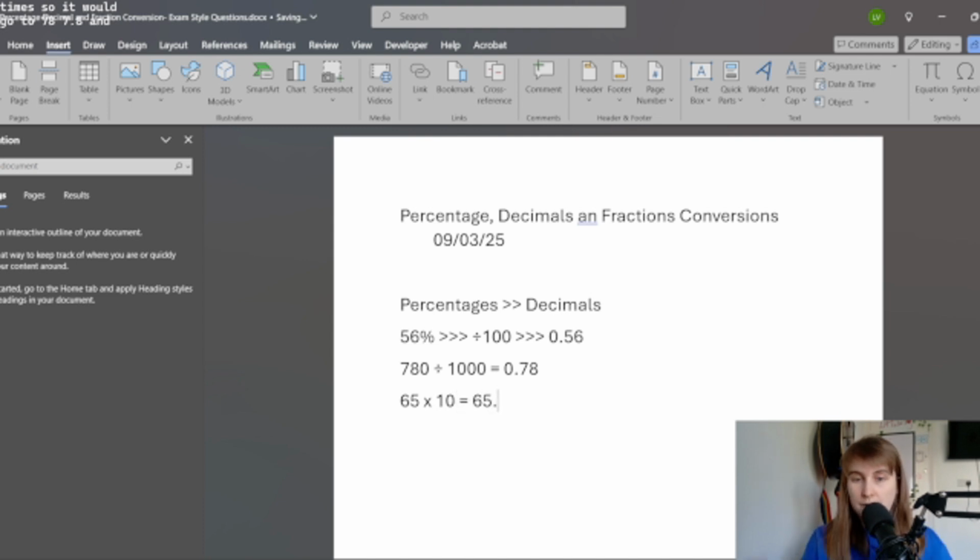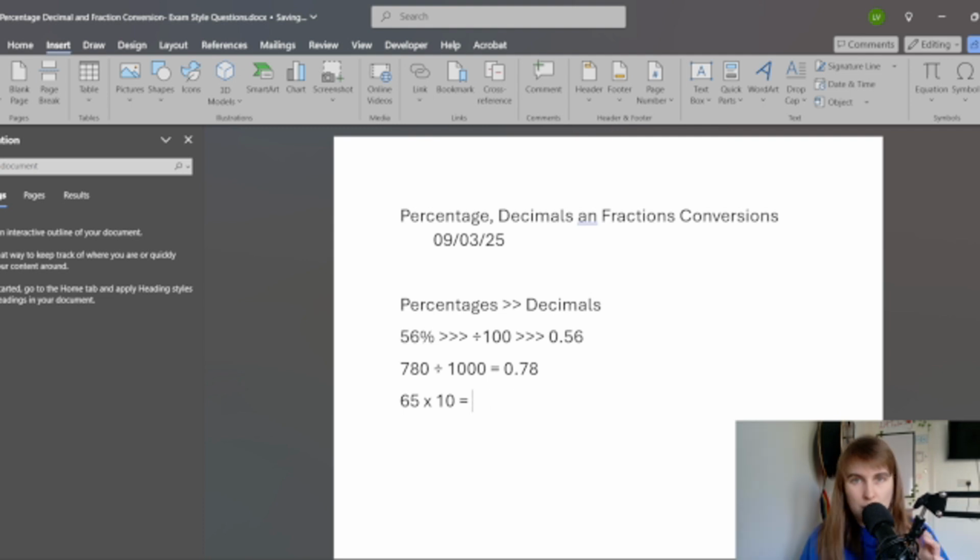So I know that 65, the decimal point, is at the end of it. If I want to move my decimal point to the right, I move it to the right and imagine there are an infinite number of zeros after my whole number. So it'd be 650 point. If I moved it again, it would be another 0.